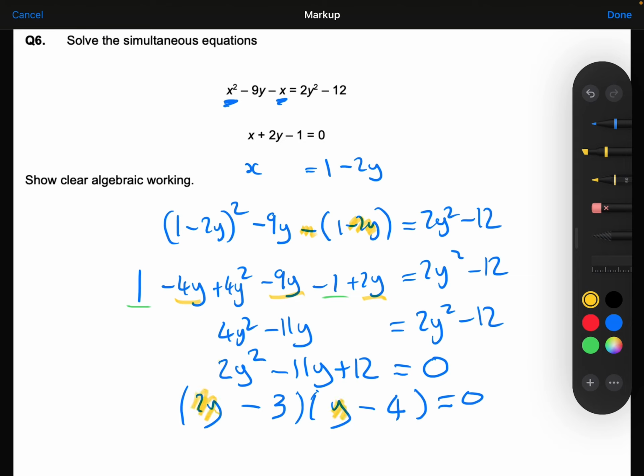2y times y gives 2y squared. The minus 3 times the minus 4 gives plus 12. And now, crucially, the 2y times the minus 4 gives minus 8y. And the minus 3 times y gives minus 3y. And when I collect those two terms together, I do get the minus 11y. So I know I've factorised that correctly.